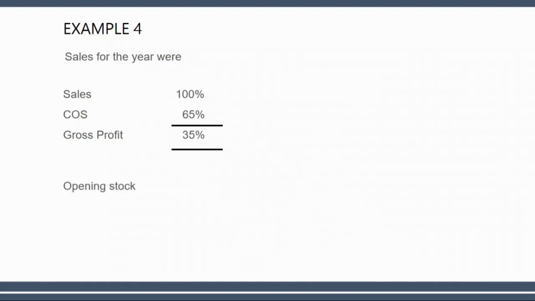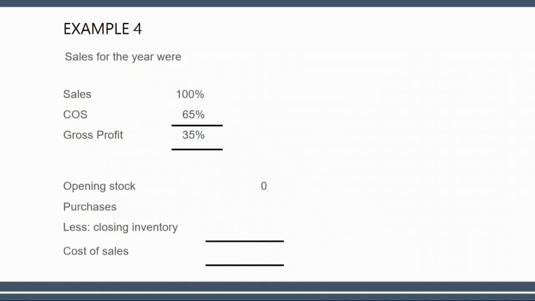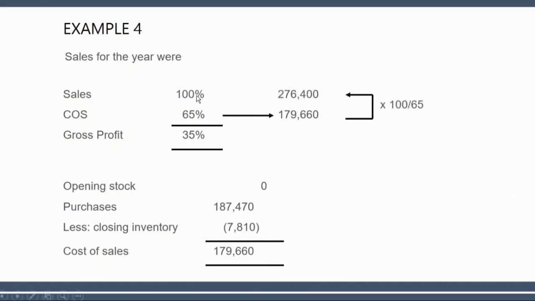This is the formula. But first we find out how much is our cost of sale. So opening inventory plus purchases minus closing inventory is equal to cost of sales. So you just put numbers and you get cost of sales as 179,660. Now you put 179,660 here, and this is only 65% of the total value. So how do you calculate? Multiply with 100 divided by 0.65, or you can simply divide this 179,660 by 0.65 and you get to the sales value. This is very simple mathematics which you have already done in the past. It's not something very difficult or technical.